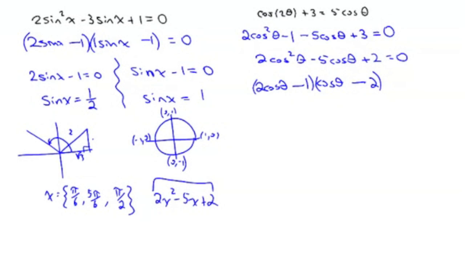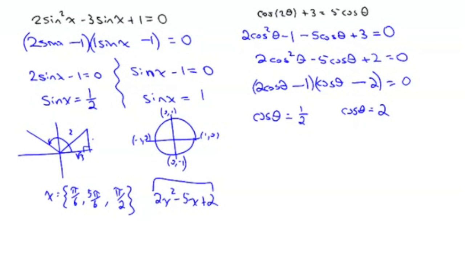Always double check yourself when you do this way. This is negative 4 cosine minus 1 cosine, negative 5. Negative 1 times negative 2 is 2. And then 2 cosine times cosine is 2 cosine squared. So we're pretty safe. This is equal to 0. So this one says that cosine of theta is equal to what? The first factor: 1/2. We're going to add 1 and divide by 2. The other one says cosine of theta is going to equal 2.